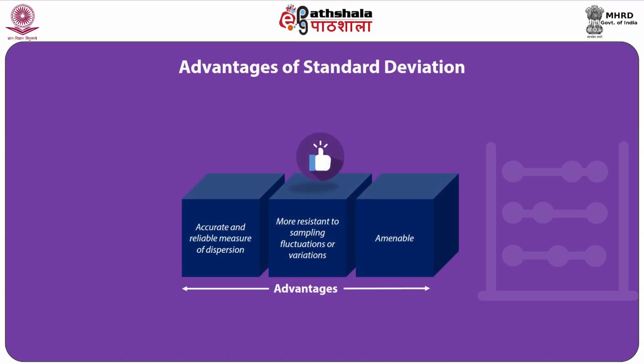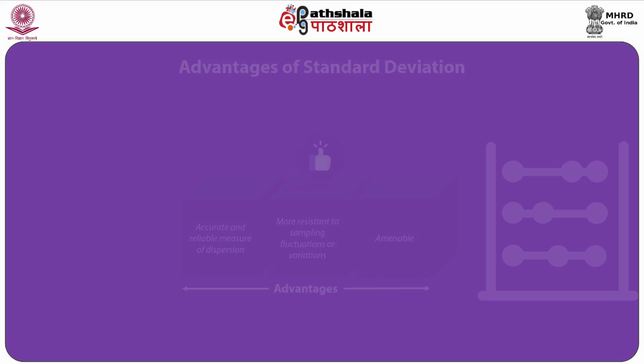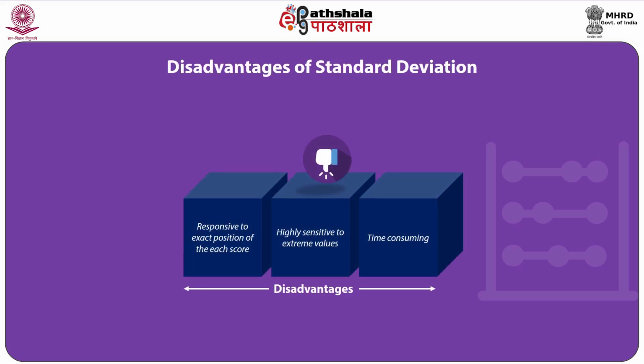What are the advantages of standard deviation? It is the most accurate and reliable measure of dispersion. It is more resistant to sampling fluctuations or variations. It is more amenable to further statistical treatment both in descriptive and inferential statistics. Disadvantages of standard deviation: it is responsive to exact position of each score or value in the distribution. It is highly sensitive to extreme values in the distribution. At times, its calculation is time consuming and a bit difficult to understand.